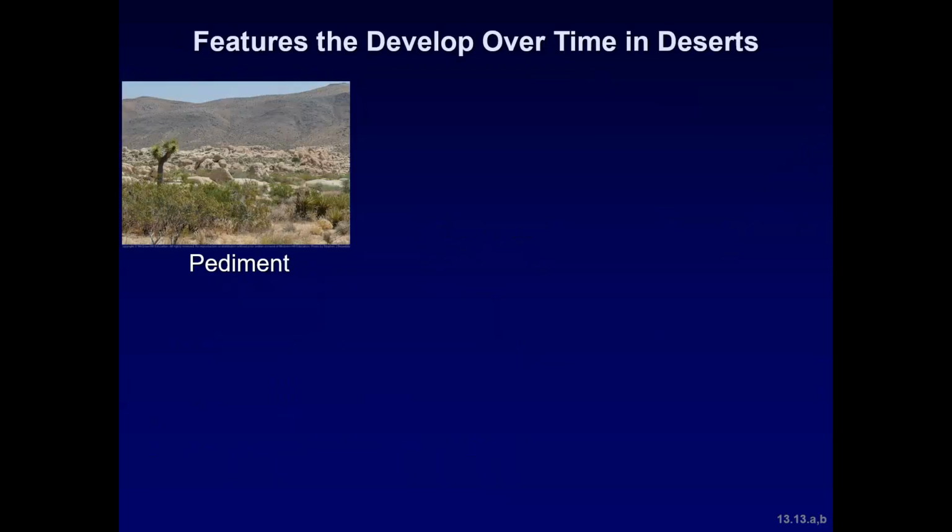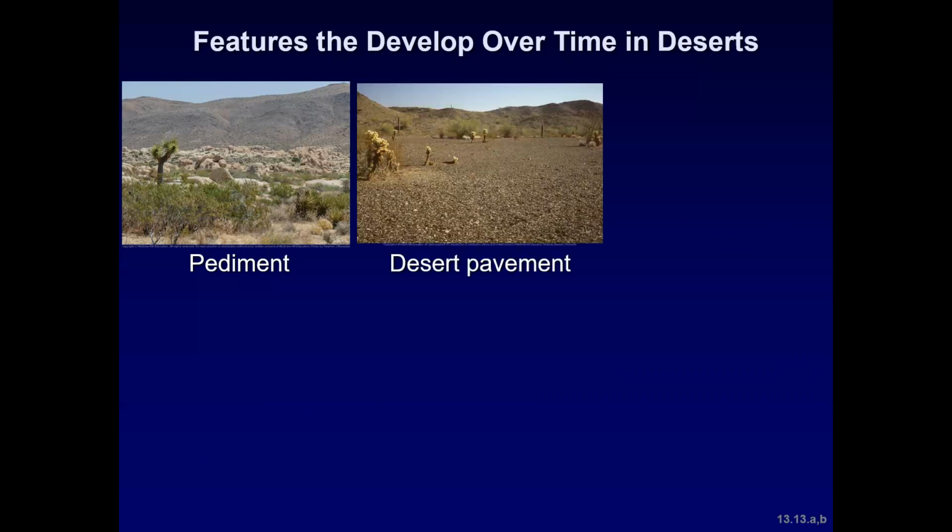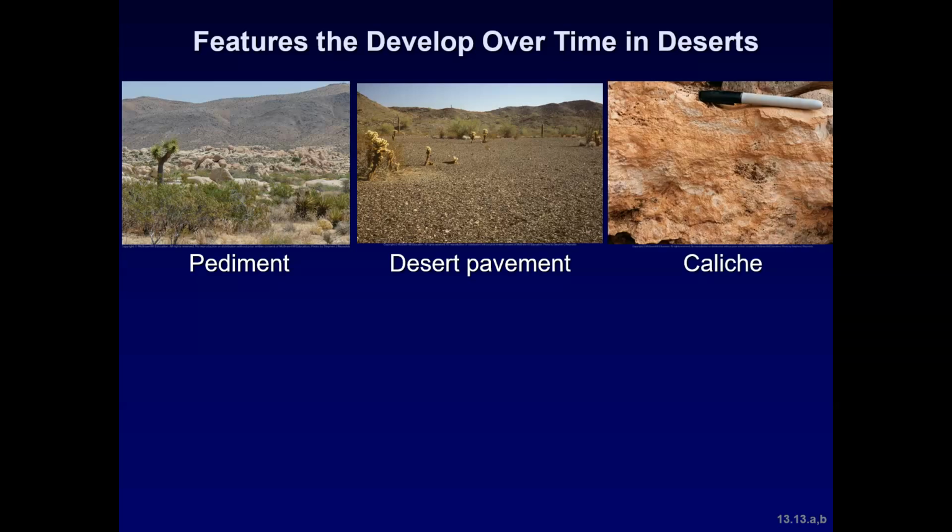Okay, so features that develop over time in deserts, you can have a pediment. That's a gently sloping erosional surface. This is in Joshua Tree National Park in California. Desert pavements, that's where rocks are concentrated on the surface because all the finer materials have been blown or washed away. This is in western Arizona. You can also have caliche. That's where soluble minerals in water percolate down into the soil. The water then evaporates and the minerals stay behind, which actually coats the grains that are there in central Arizona.